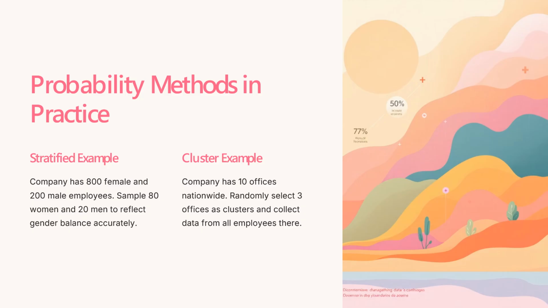For example, in a stratified example, a company has 800 female and 200 male employees. Sample 80 women and 20 men to reflect gender balance accurately. In a cluster example, a company has 10 offices nationwide. Randomly select 3 offices as clusters and collect data from all employees there.